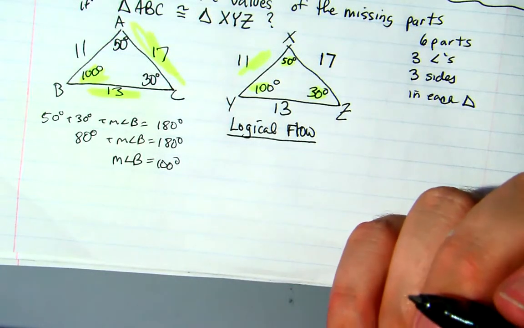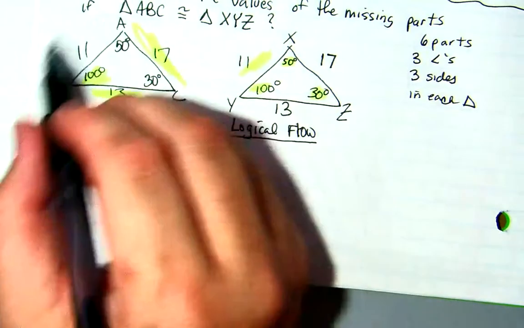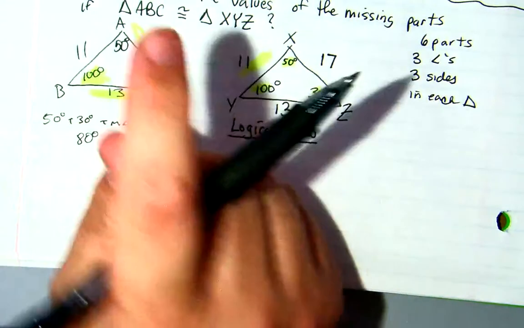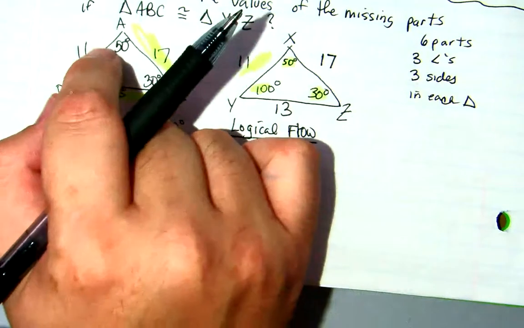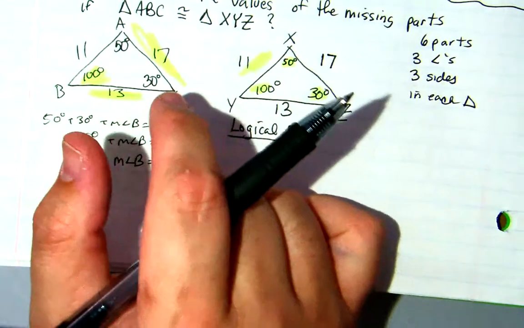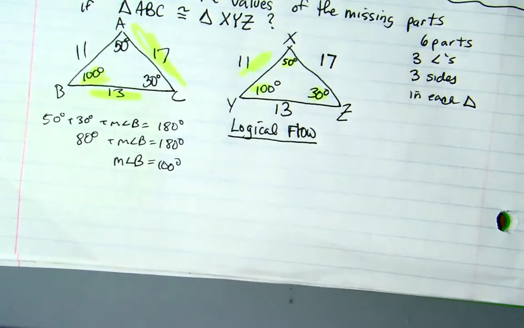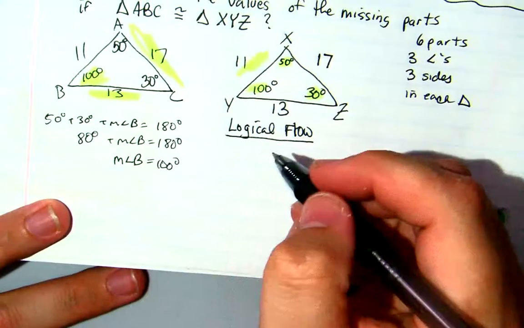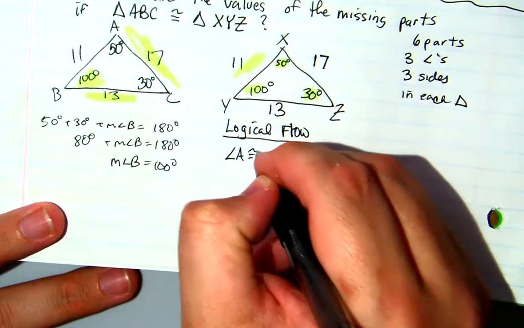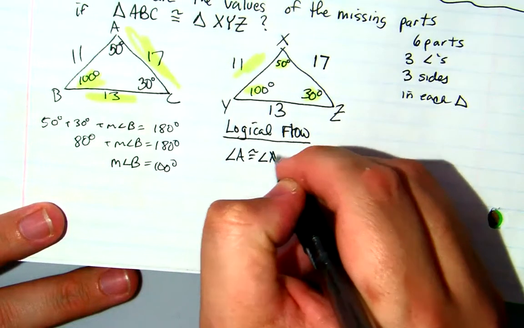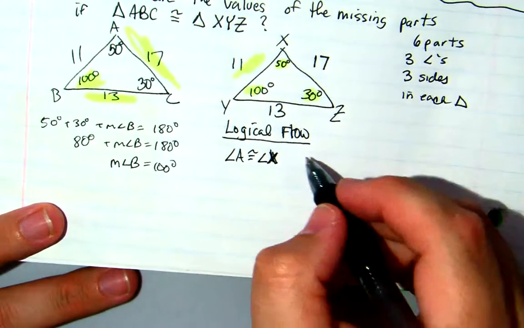That's it. It's you articulating the fact that, all right, I know this is 50 because I know that these angles are congruent to each other. Here's what that would look like. When I found angle X, I would say that angle A is congruent to angle X. And there's a reason for that.